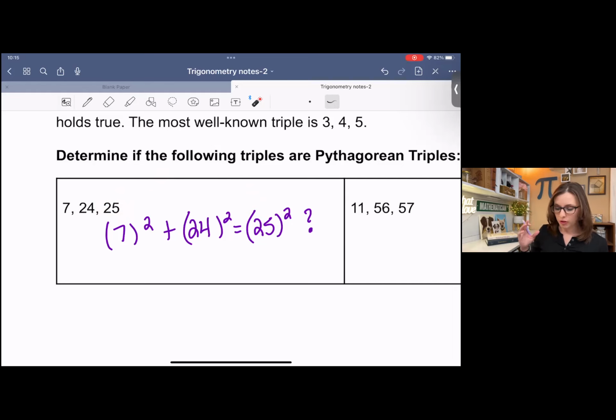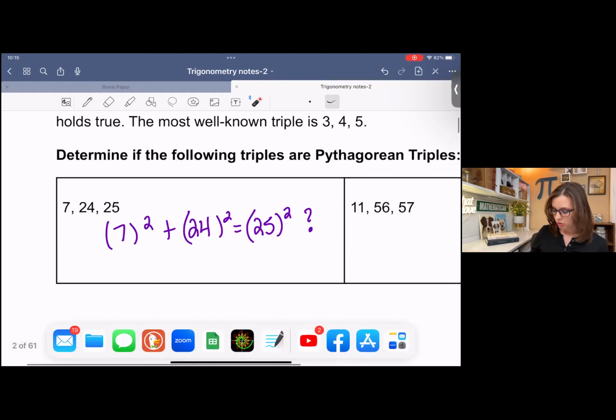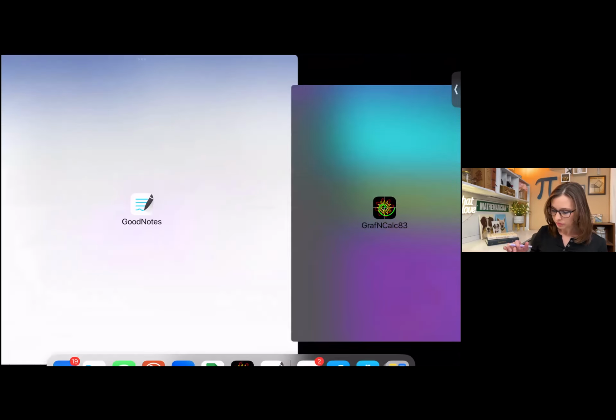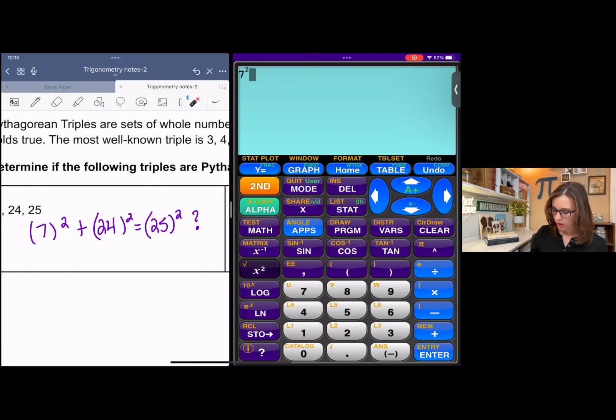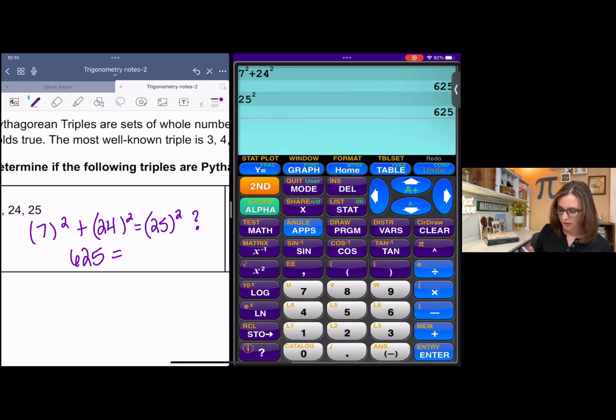And then you can plug this in your calculator if you want to. You don't have to do this by hand. We have 7 squared plus 24 squared. That is 625. And I want to see if that equals 25 squared. And it does. So yes, this is a Pythagorean triple.